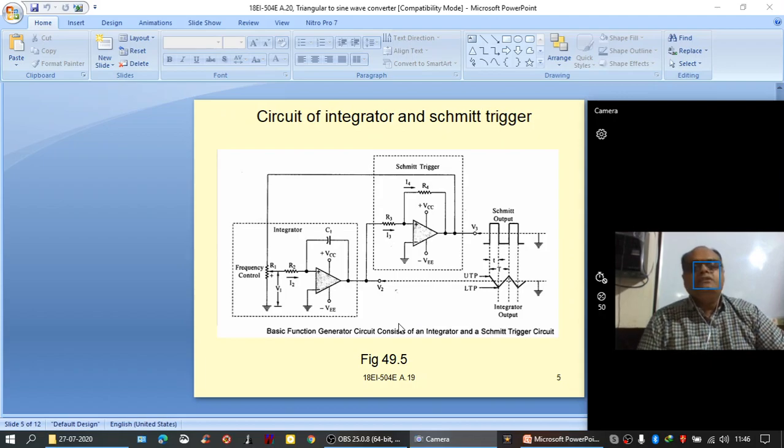You can see here that no external AC signal is applied and only biasing voltages, VCC and VEE, are applied for the operational amplifiers. But because of the circuit arrangement, oscillations are generated automatically, and these oscillations are sustained oscillations.